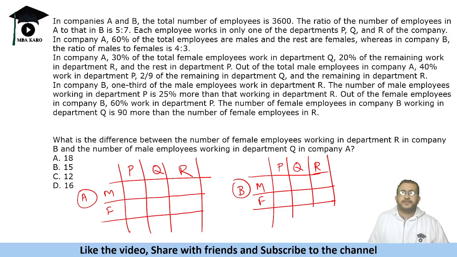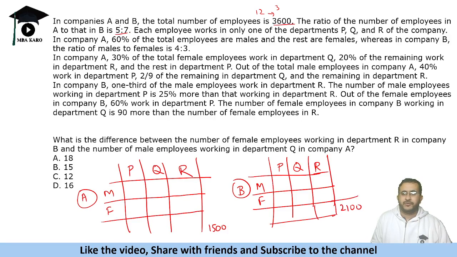So here's the information which is given to us: total employees is 3600. Employees in A to B is in the ratio 5 to 7. So 12 parts is 36, so that means one part is 3. So 1500 and 2100. So in A, the total employees is 1500 and in B it is 2100. Now we shall find the number of male and female employees and then complete the table.